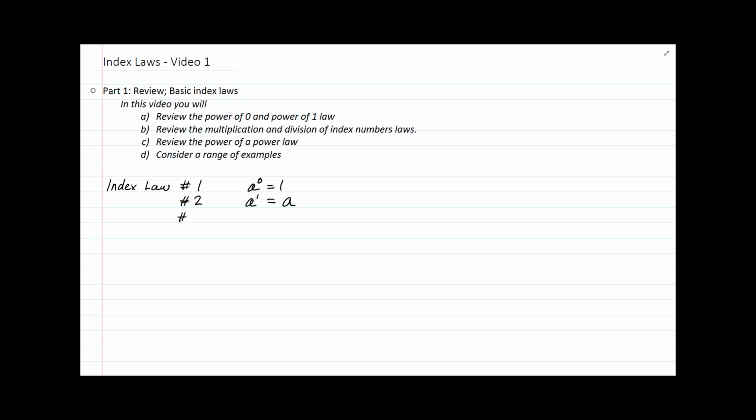The third index law is a to the power of m times a to the power of n is equal to a to the power of m plus n. Now, this is the first time I'm going to go into a little bit of a why statement. Why is this true? Why is it that when we multiply two indices, we can add the powers? Let's imagine a really simple statement: 4 to the power of 3 times 4 squared.